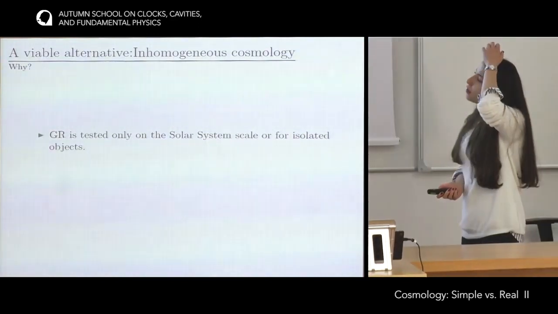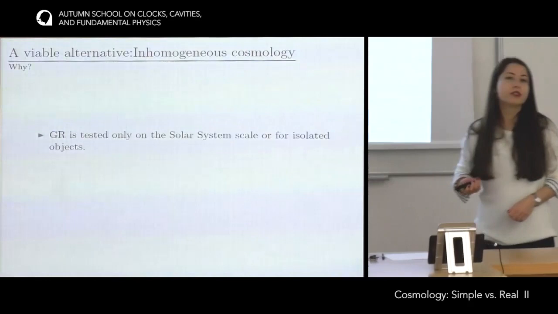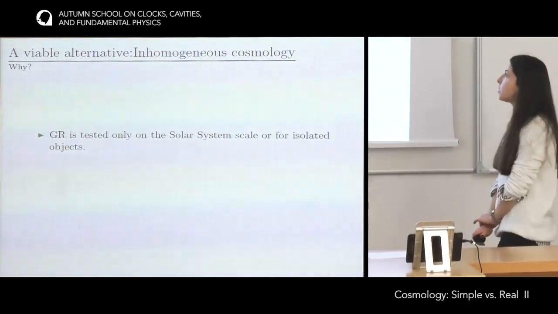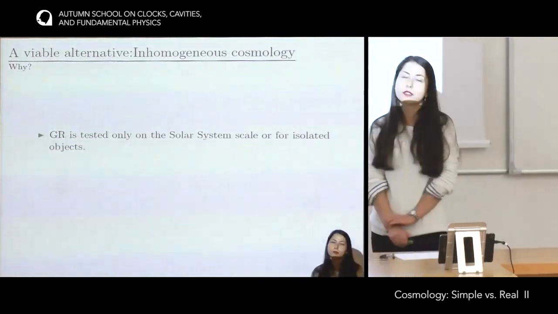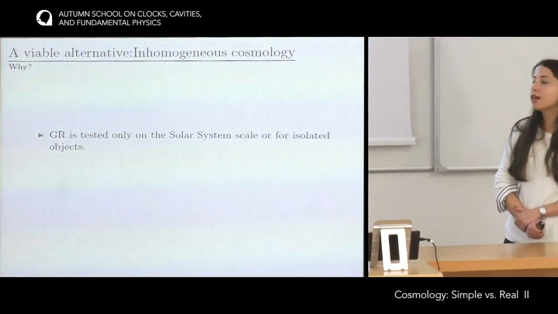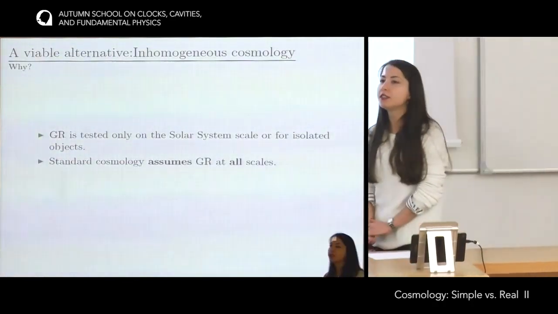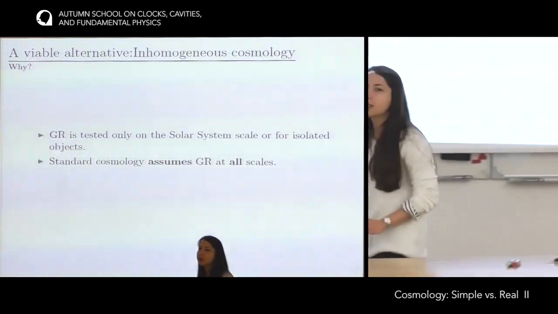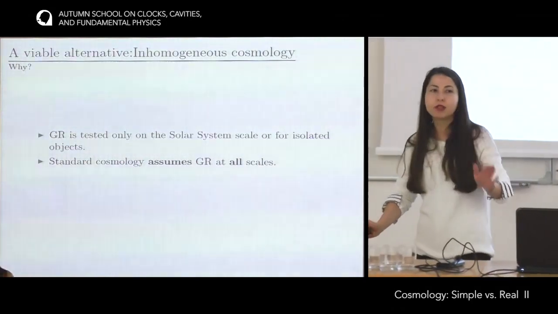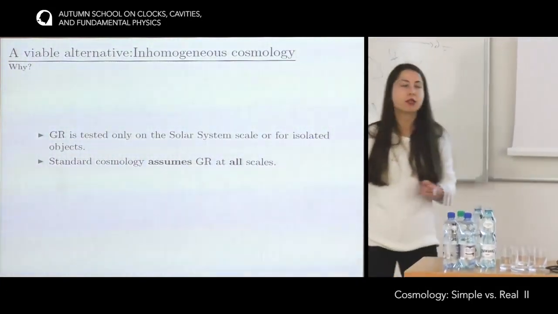And the other discussion people give when they talk about inhomogeneous cosmologies, which is really important, is that general relativity is tested only at the solar system scale, or on isolated objects like black holes. Standard cosmology assumes GR at all scales, because we say that the universe is homogeneous and isotropic at all scales. We set one metric no matter which scale you're trying to measure.